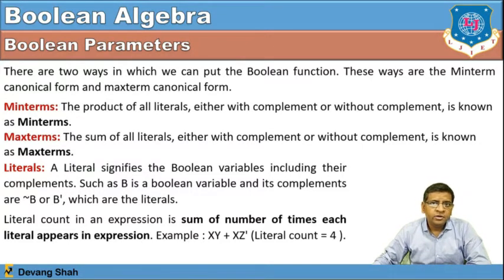So here the literal signifies the Boolean variables including their complements. Like A is a variable, and A and A bar are literals. Such as B is the Boolean variable and its complement is B bar, and these are called literals. From the following Boolean function, X, Y plus X into Z dash, there are four literals: X, Y, X and Z dash. These are the four literals.